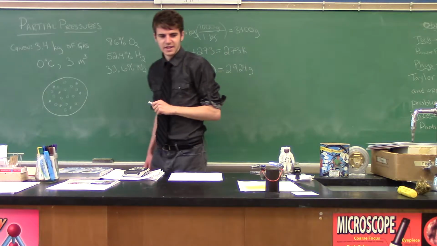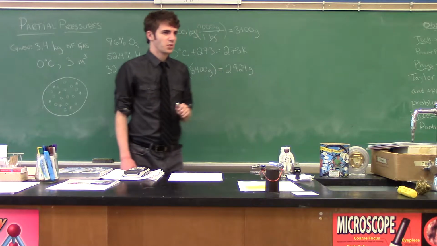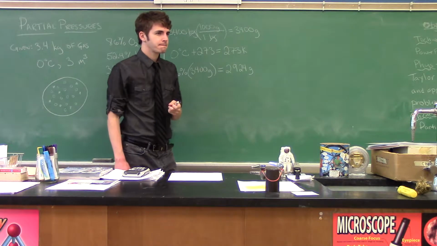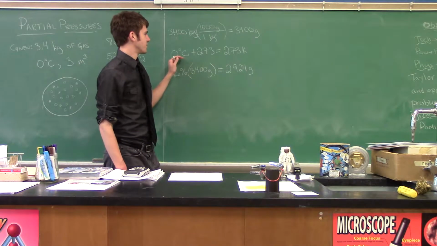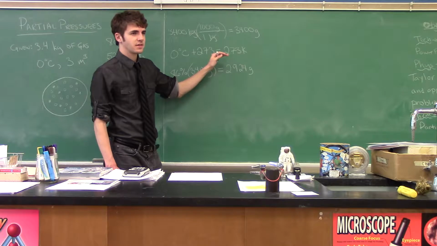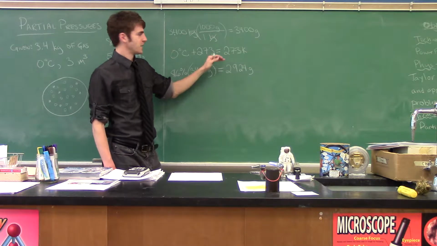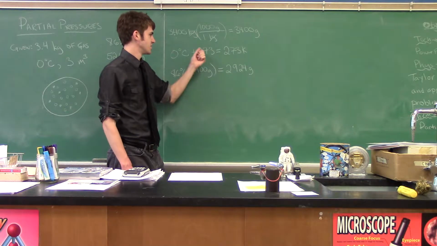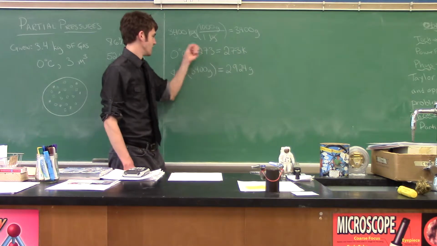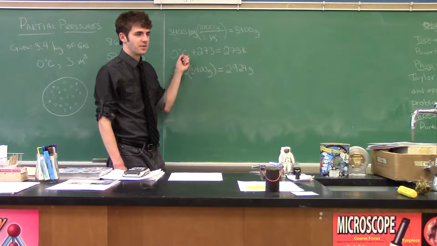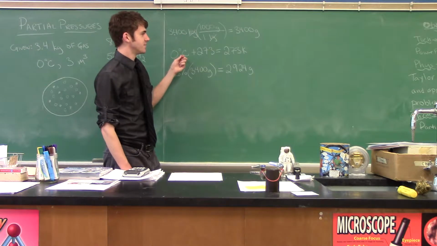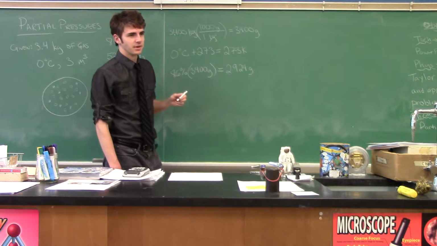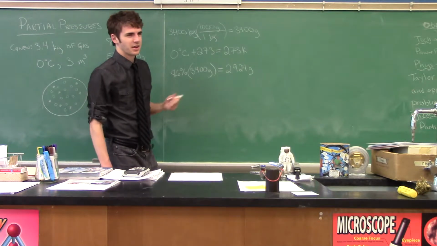So 2,924 grams of our total mass is contributed by oxygen. Where'd you get the 273? That's a conversion from Celsius to Kelvin. If you wanted to convert from Kelvin to Celsius, you would subtract 273 and you'd get back to 0 degrees Celsius. That's because negative 273 Celsius is 0 Kelvin. It's absolute zero. That's exactly right. That's where that comes from.